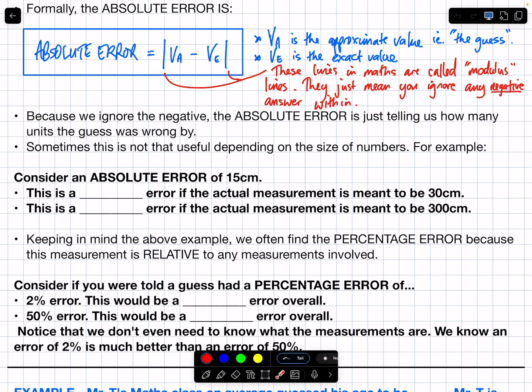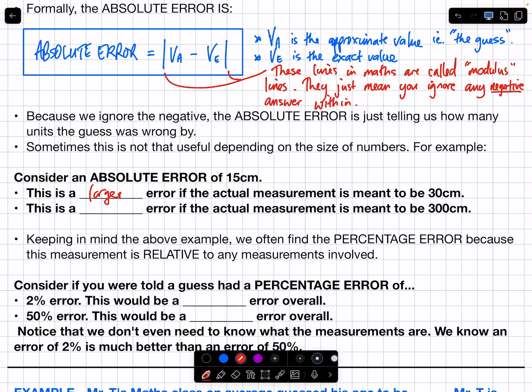How big is that error if the actual measurement you're trying to guess is 30 centimeters? If you're out by 15 centimeters for something that's only 30 centimeters, were you wrong by a lot? Was that a big error? Yes or no? This is how long it's supposed to be, and my guess was half of that. So in the context of the ruler, do you agree that that's a pretty big mistake? Yes. Good. This is a large error if the actual measurement is 30. But let's say your mistake was still 15.